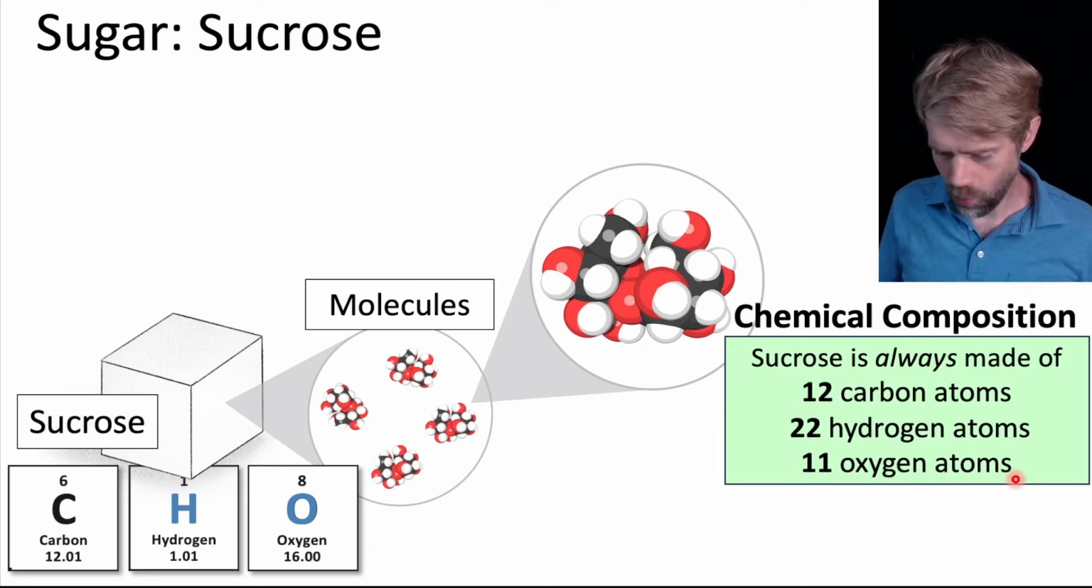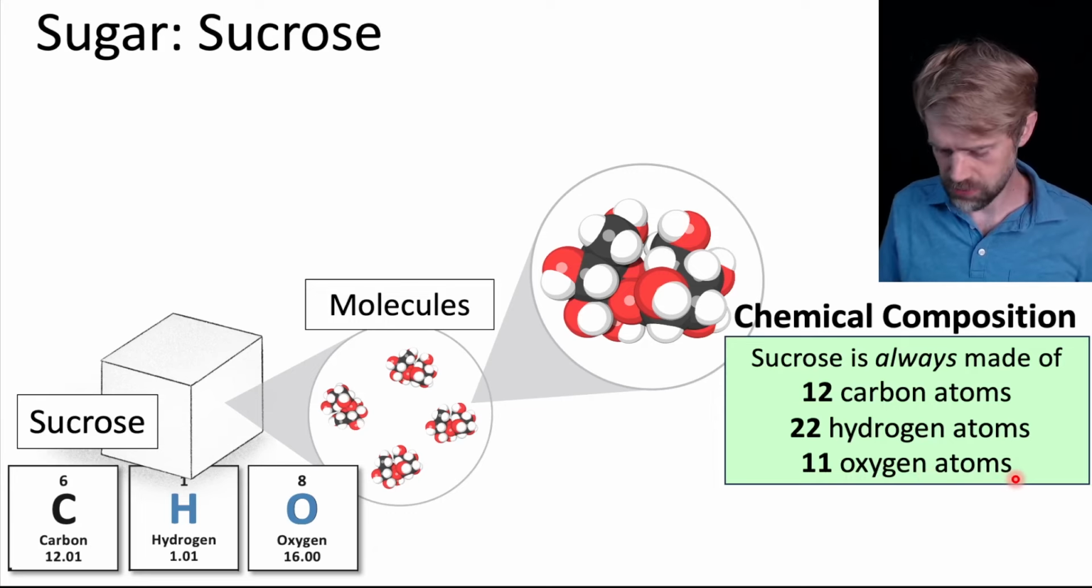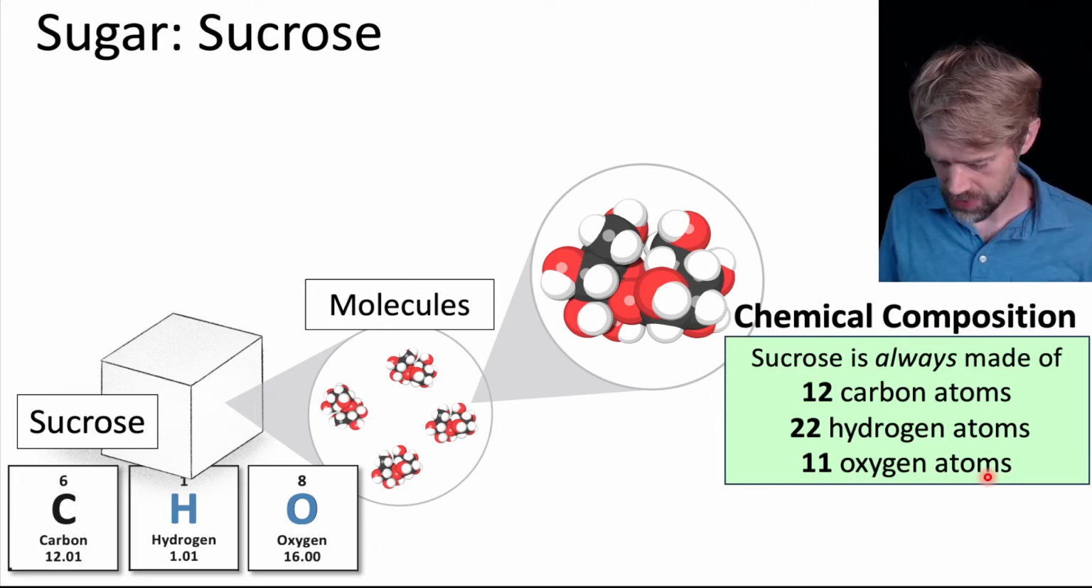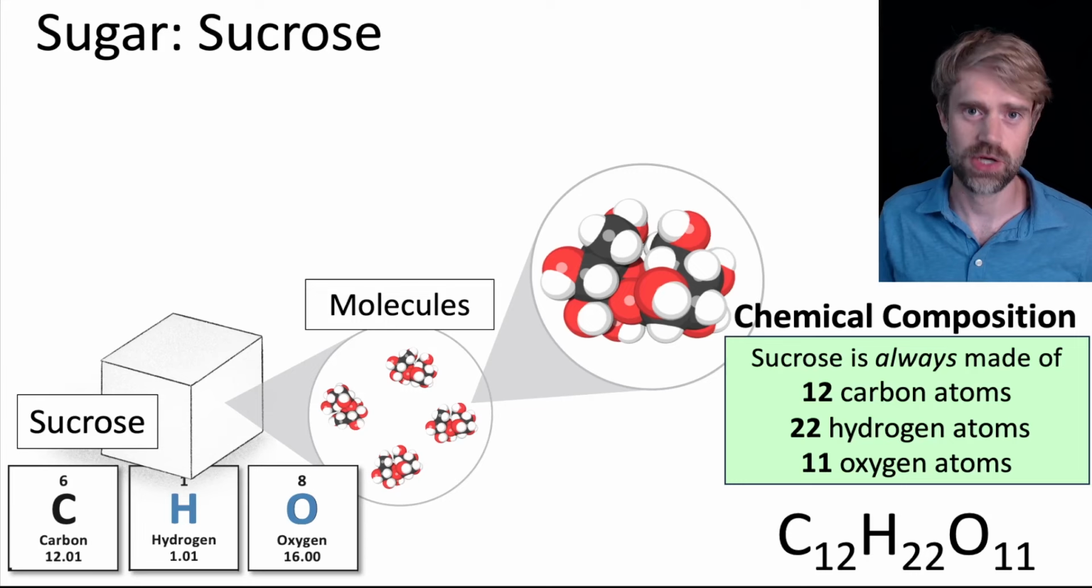So, what is the chemical formula for sucrose that explains this chemical composition? It is C12, 12 carbon atoms, H22, 22 hydrogen atoms, and O11, 11 oxygen atoms.